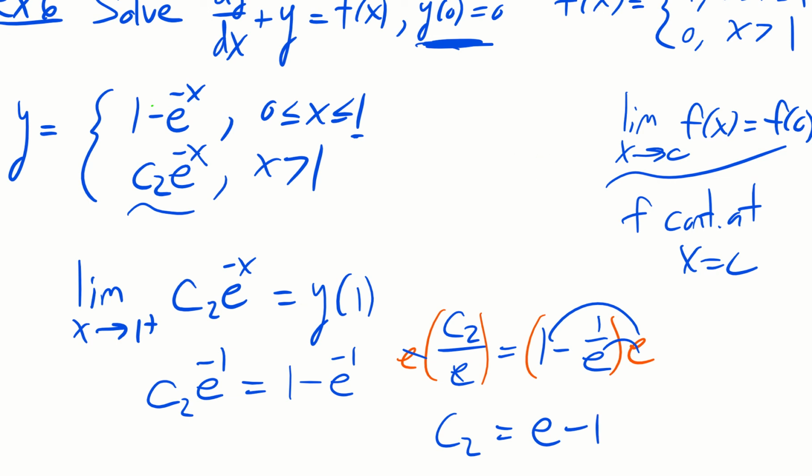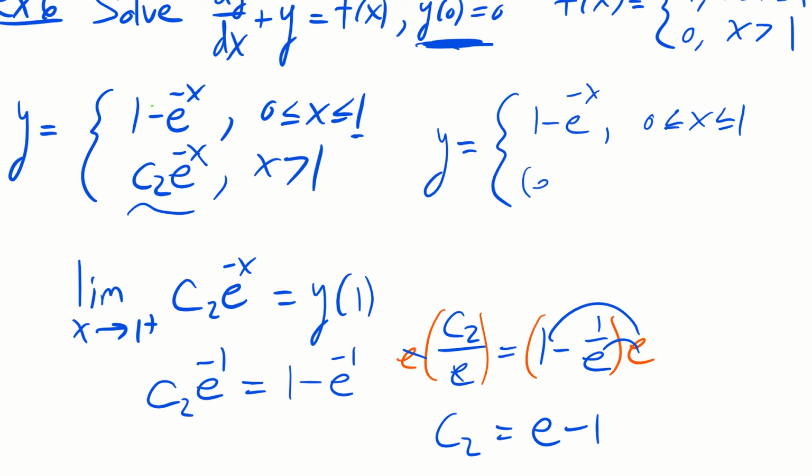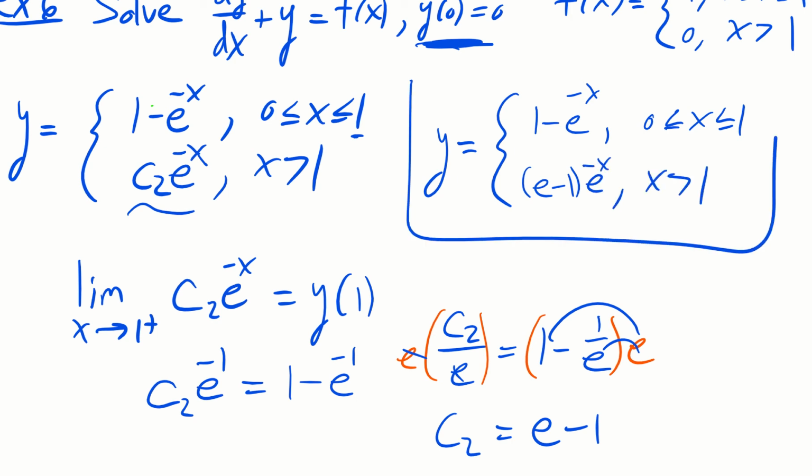So that enables us to do a little bit better. Instead of just having a generic second constant hanging out there, we're actually able to find a value of c2 that would give our solution continuity on the whole interval from 0 to positive infinity. Because it was continuous in between, and now it's also continuous at 1. So this guy was what? e minus 1 is the constant c2, e to the negative x. Now that's for x greater than 1.